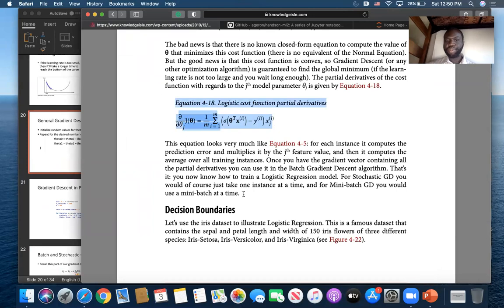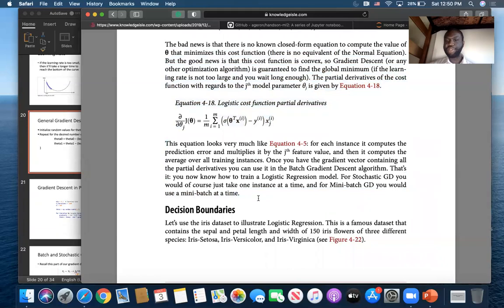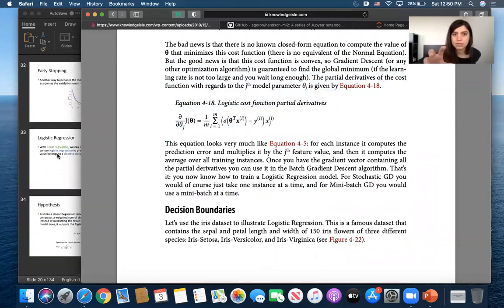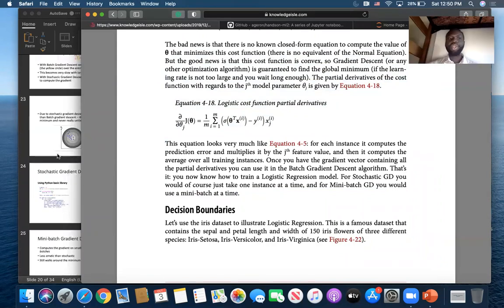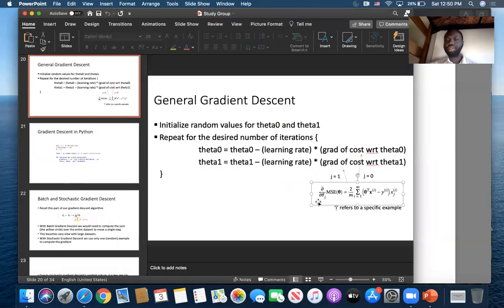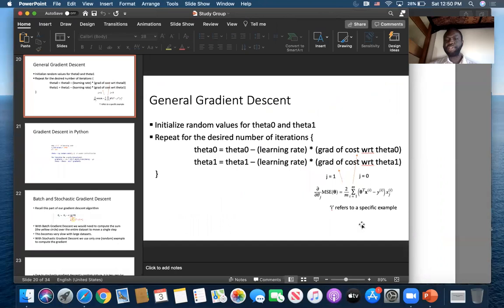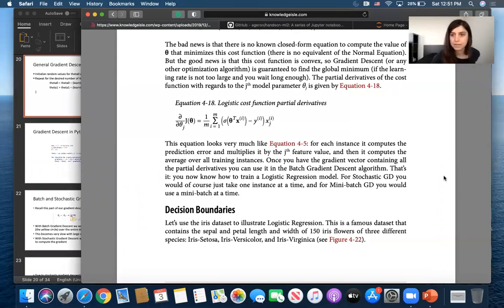Does this portion, up to here, before I start talking about decision boundary, does anyone have any questions? So basically, when we are getting the derivative of a cost function, we're applying gradient descent on it, as in equation 418. Yeah. Once you have your cost function, to do gradient descent, you do your partial derivatives. Yes. Sorry, Toby, I interrupted you.